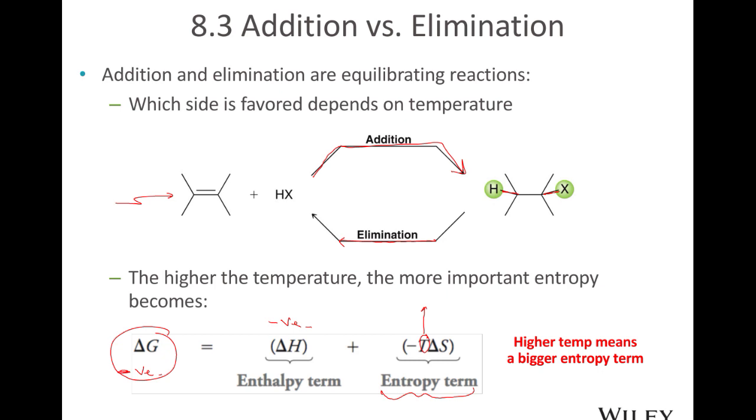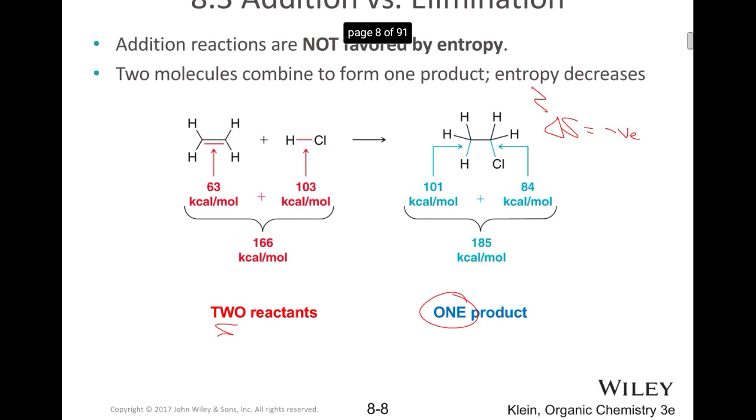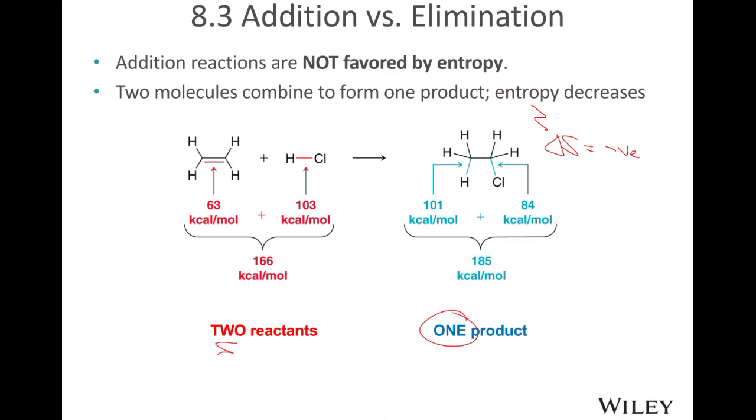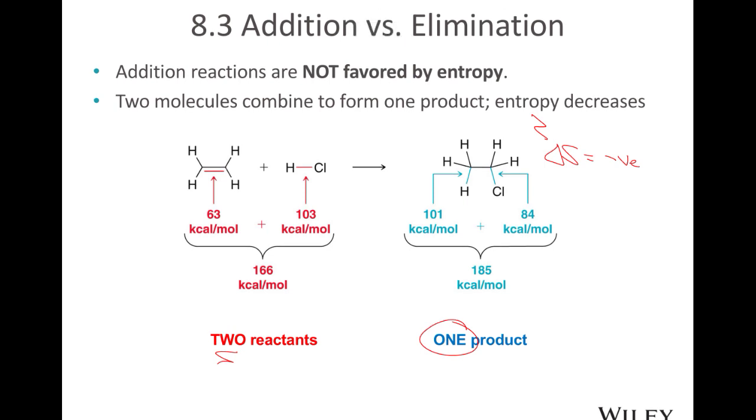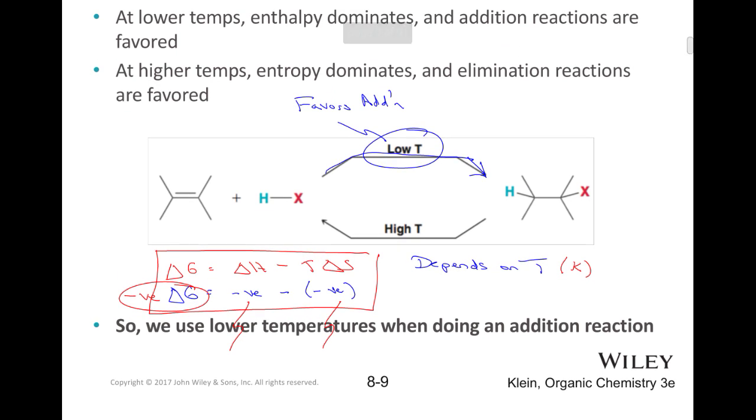Now we know that the enthalpy value is going to be negative because we're breaking a pi bond and forming two new sigma bonds, which are stronger than the pi bond. So what about the entropy term? Let's skip over the detail because we already looked at that in the previous chapter. The entropy is going to be negative because we're going from two reactants to one product. So we're decreasing in randomness or disorder, and therefore our delta S value is going to be negative. Okay, so if we plug that into our equation, delta G is equal to delta H minus T delta S.